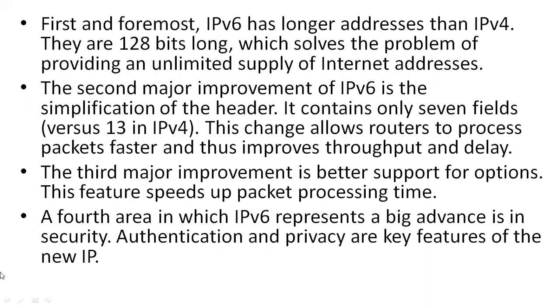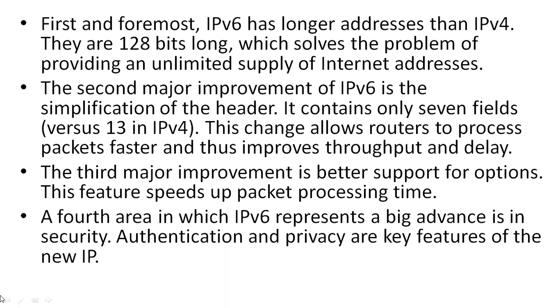And the major advantage, that is the fourth area in version 6, a big advance, is security. So authentication and privacy are the key features of this new IP version 6. In IP version 4, the security we could not provide, called privacy or authentication, all these things we are able to provide to the users in version 6. Okay, are these advantages clear?